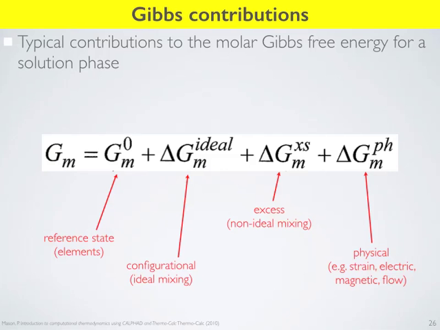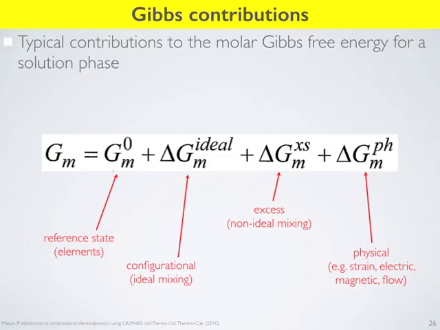Really, this stuff is trivial. The elemental reference state and the ideal entropic mixing are very easy. It's super basic thermodynamics. We'll get into that in a second. All the action happens here. The non-ideality is really everything. If you have a good function here, you'll be able to make good predictions. If you have a bad function here, your predictions are going to be terrible.